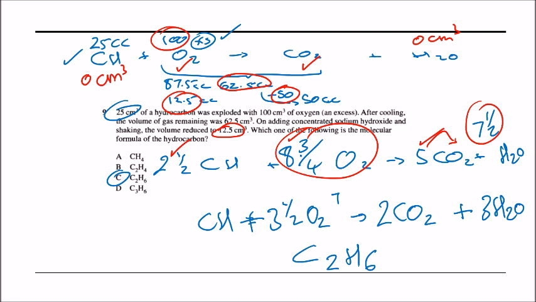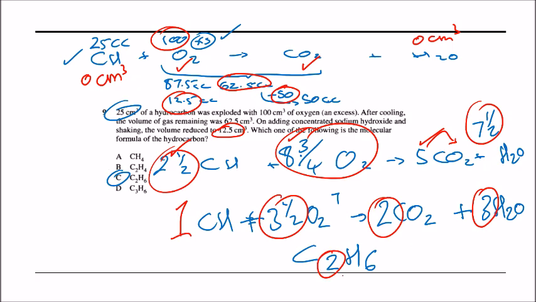Now that's pretty awkward, so the simplest way that I did it here was I divided everything by 2.5 to bring it down to the most manageable numbers. So that gave me a 1 there, 3.5 oxygens, 2 carbon dioxides and 3 waters. The carbons in the carbon dioxide had to come from the hydrocarbon. 1 hydrocarbon therefore contains 2 carbons, and the hydrogen's the same, so 1 hydrocarbon therefore contains 6 hydrogens. Okay, so it is C2H6. Answer is C.